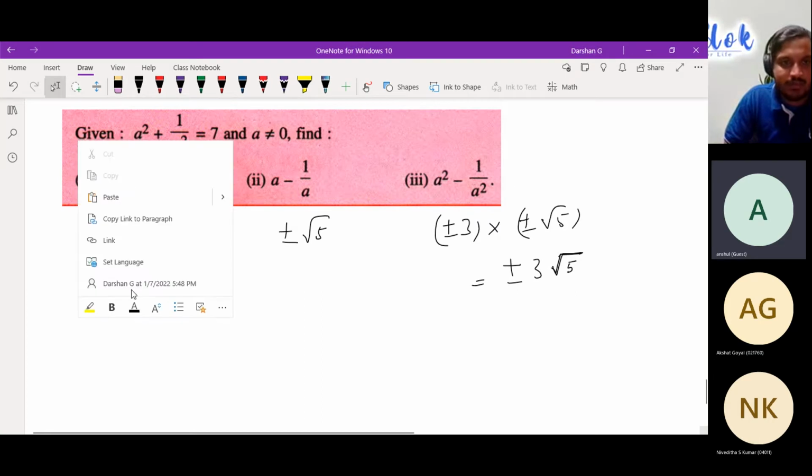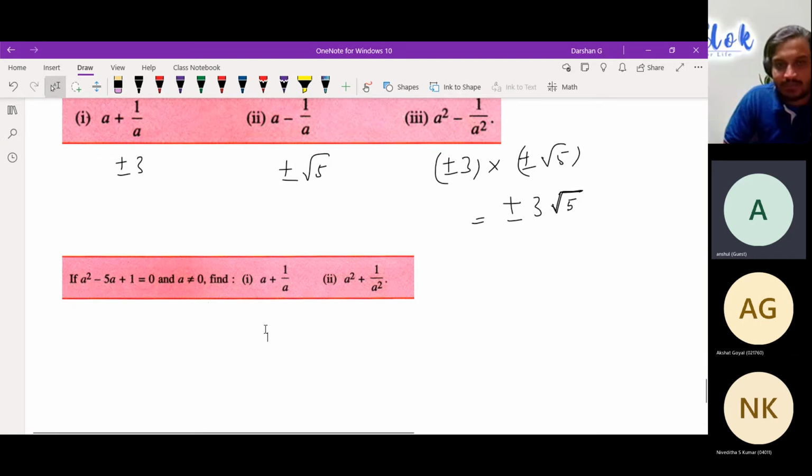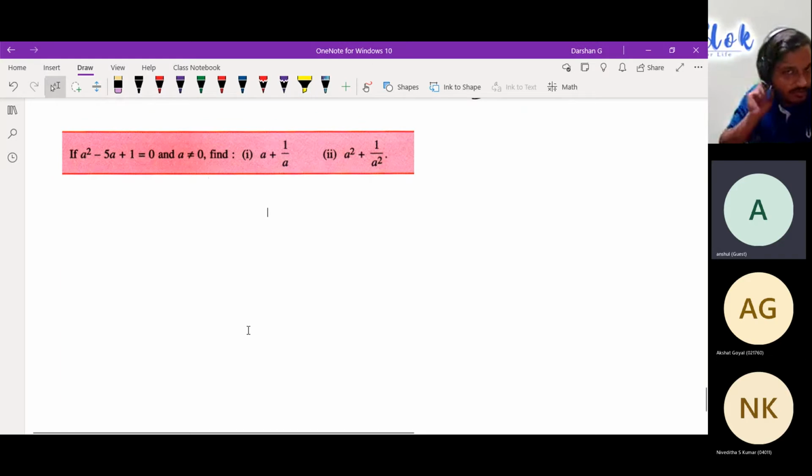Moving on to the next problem. This kind of problem you can expect next year. Actually, even in 10th standard, these kinds of problems come. a square minus 5a plus 1 equals 0. You have to find what is a plus 1 by a, and a square plus 1 by a square. So how will we go about it? Anyone who has an idea?